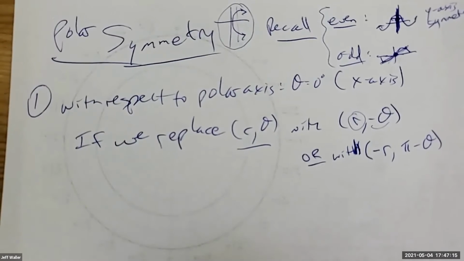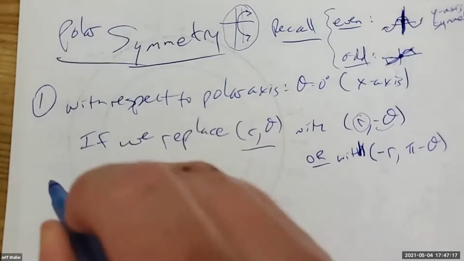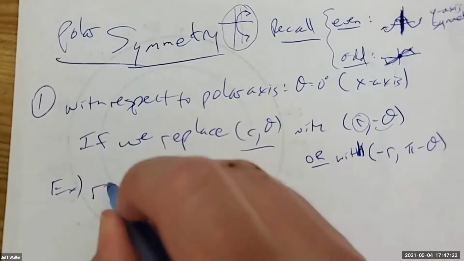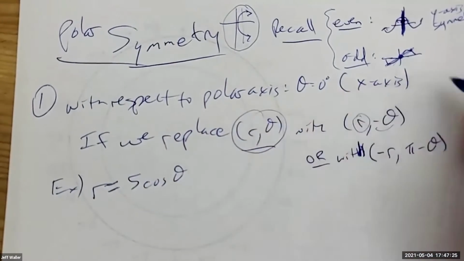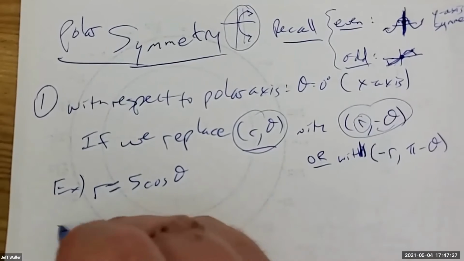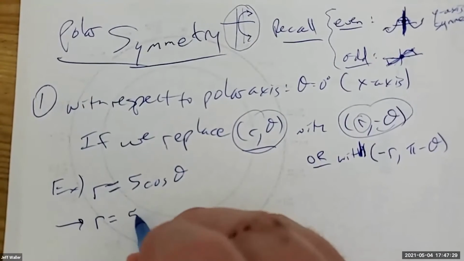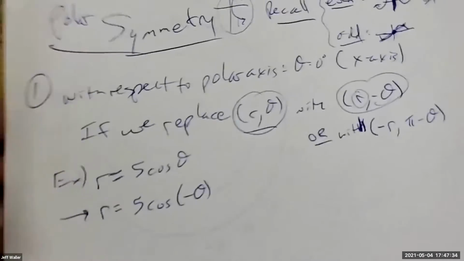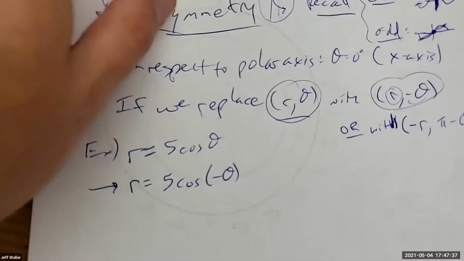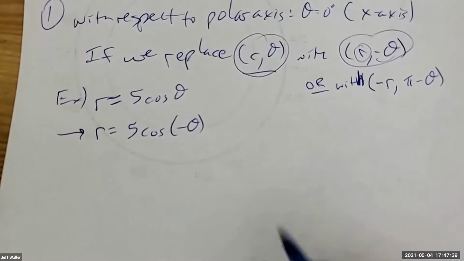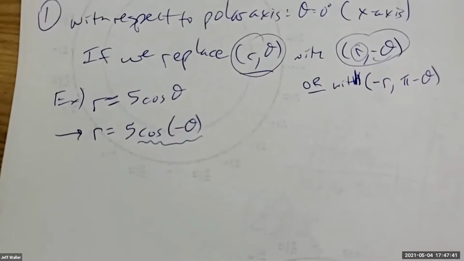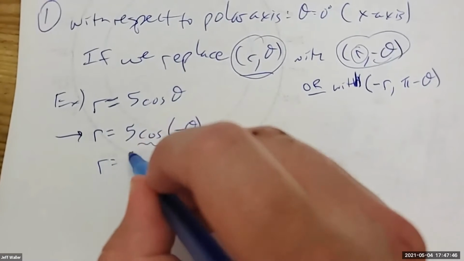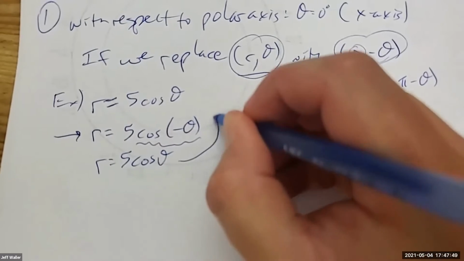All right, so watch this. This is kind of cool. If we take this equation, r equals 5 cosine theta, now let's replace (r, theta) with (r, negative theta). Who remembers what cosine of negative theta is? Cosine theta. Yeah, because it's got even symmetry. So this will be r equals 5 cosine theta. Do I end up with the same thing? Yes, check.